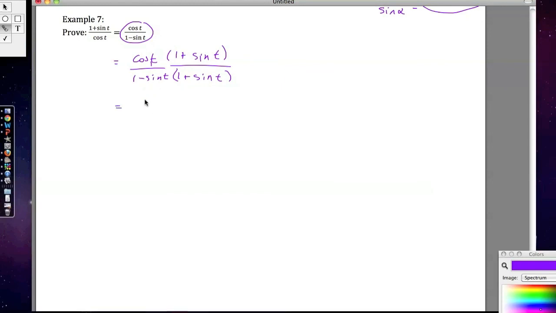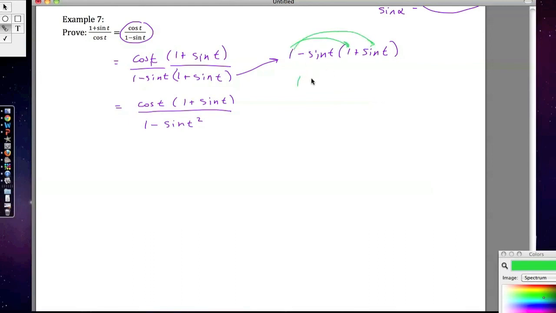This is actually a pretty cool little thing that happens. Okay, so what I end up with is cosine of t times 1 plus sine t over 1 minus sine squared t. Because when I do this actual math over here, and I do my FOIL process, 1 times 1 is 1, 1 times sine t is sine t, 1 times minus sine t would be minus sine t, and sine t times sine t would be sine t. Okay, except this is a minus, so this is going to be plus a negative sine squared t. These go away. So I have 1 minus sine squared t. Okay, so that's where this comes from.